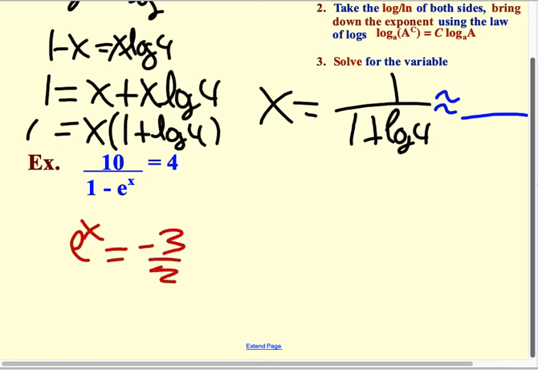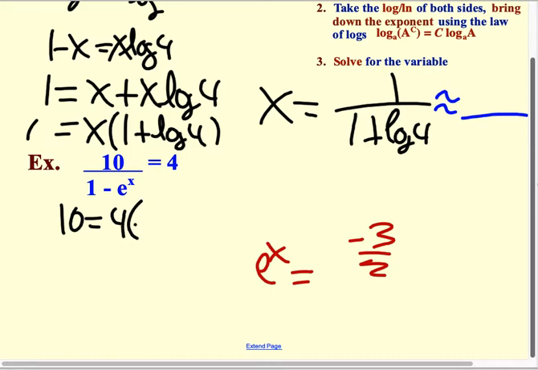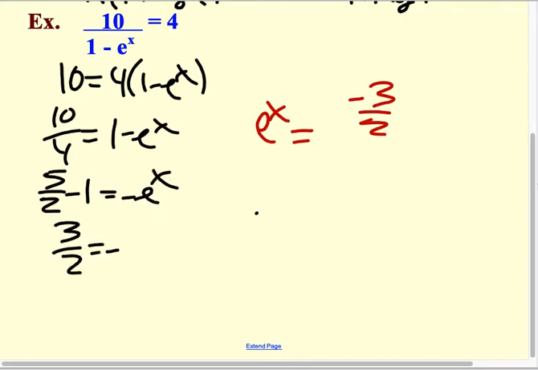Now I'm not saying that you have to be able to do all this algebra in your head, but I'm saying that you should be able to do it. If I write what I said, here's what happens. Multiply both sides by the denominator. Divide both sides by 4. Reduce my fraction, subtract 1. Divide both sides by a negative.